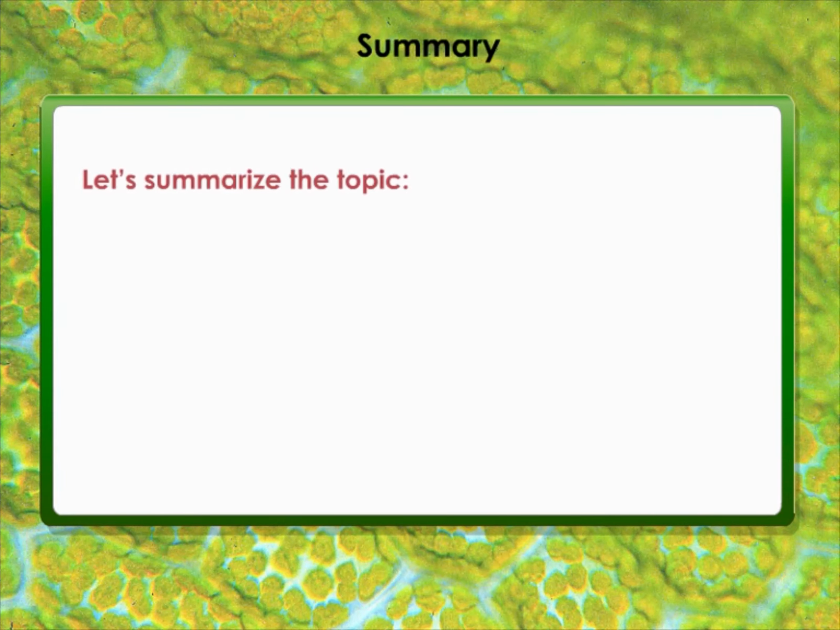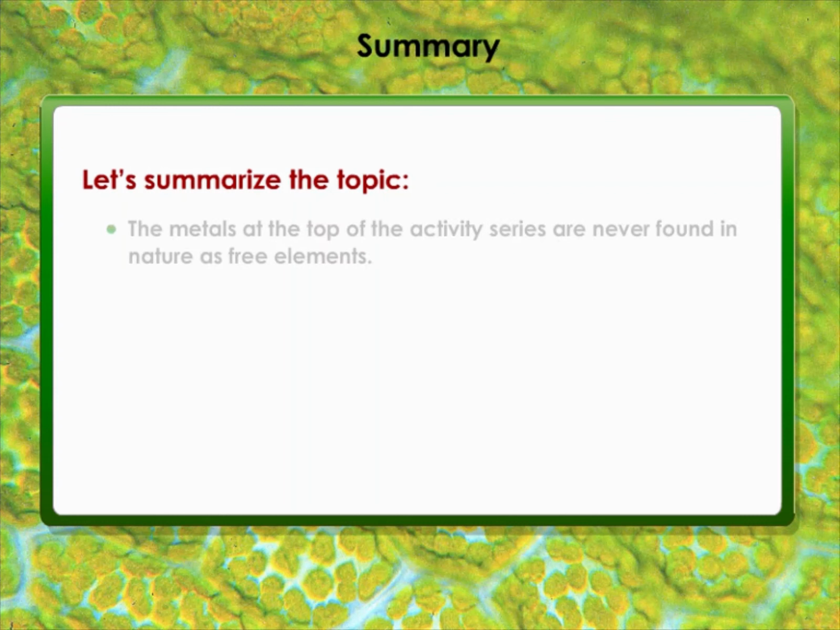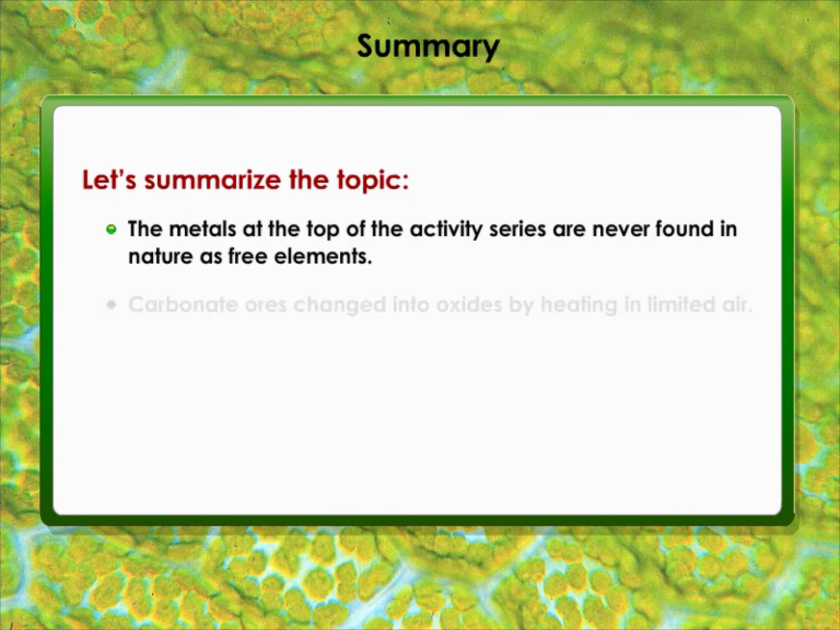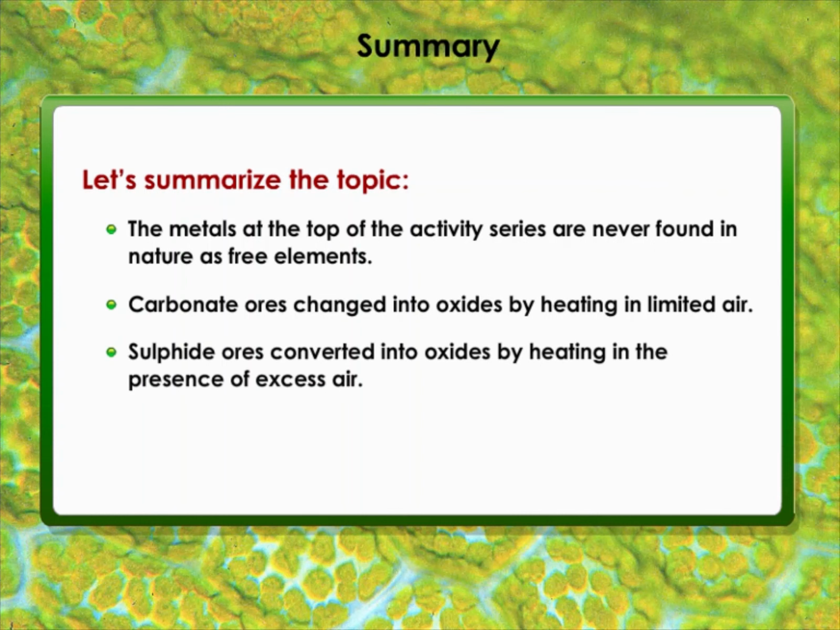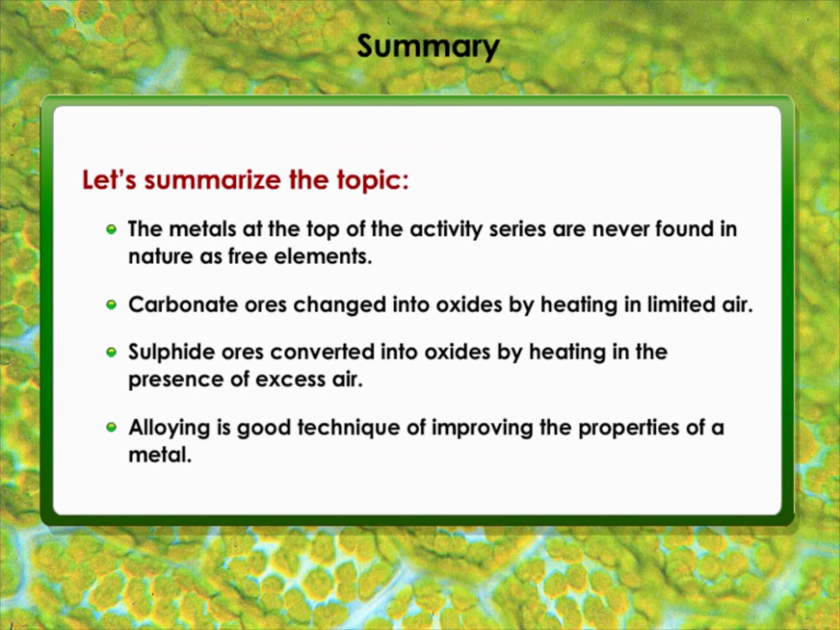Summary. Let's summarize the topic. Today, we've learned that metals at the top of the activity series are never found in nature as free elements. Carbonate ores are changed into oxides by heating in limited air. Sulfide ores are converted into oxides by heating in the presence of excess air. Alloying is a good technique of improving the properties of a metal.